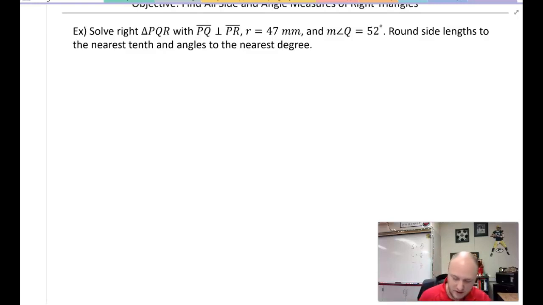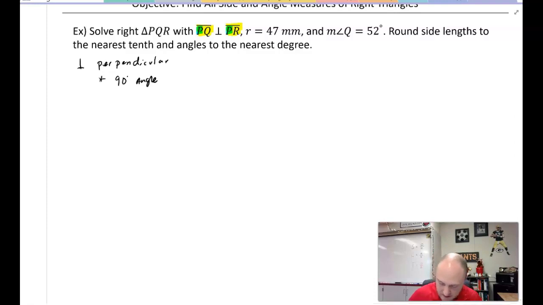So they say solve the right triangle PQR, so those are the points on the triangle, with line segment PQ perpendicular to line segment PR. And that's what this symbol right here means. It means perpendicular. And if two lines are perpendicular, they have a 90-degree angle. And that's what they're telling us. Why this is important is because of the two points that they use to describe this, PQ and PR. You'll notice P is the intersection of both of them.